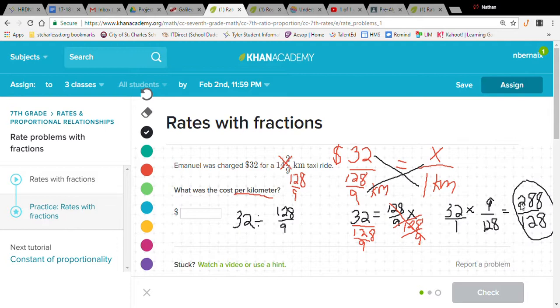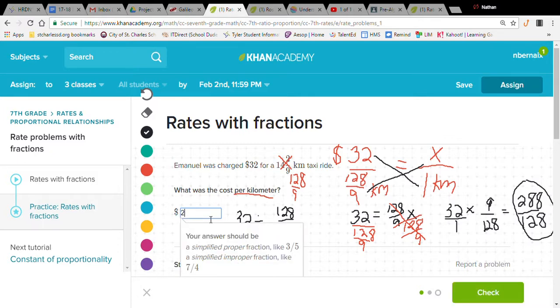To turn this into a decimal, you just divide the top number by the bottom number: 288 divided by 128. Let me double check that I'm correct here. 288 divided by 128 is 2.25, which equals $2.25.